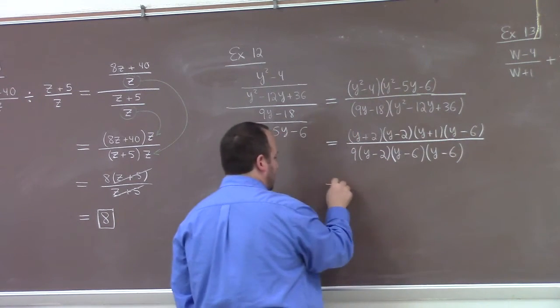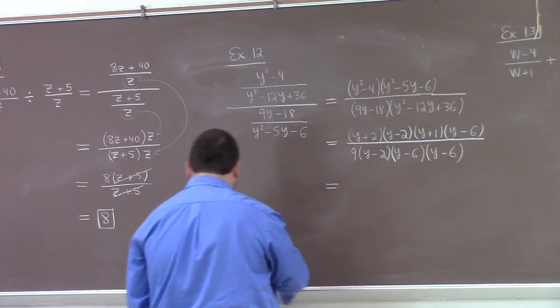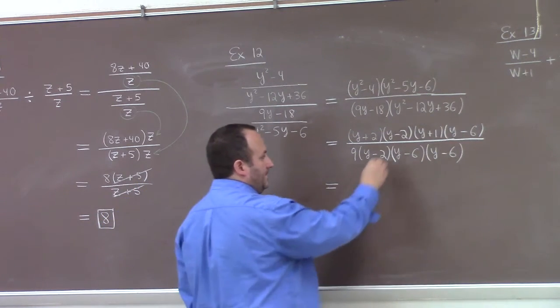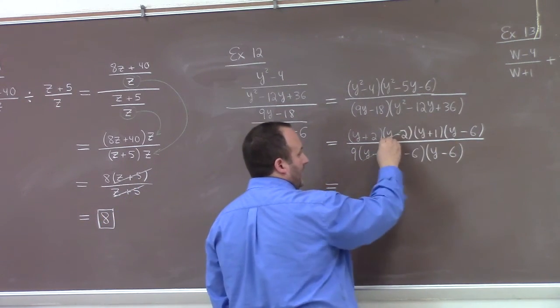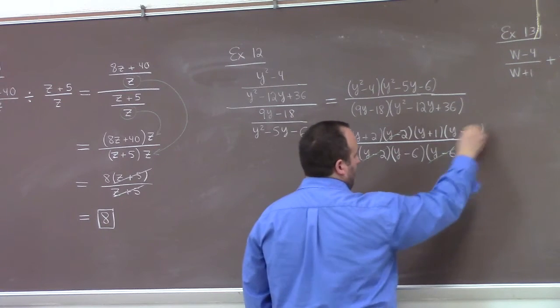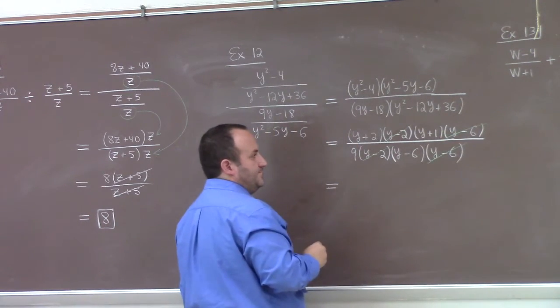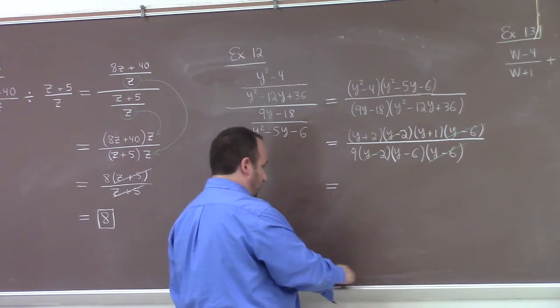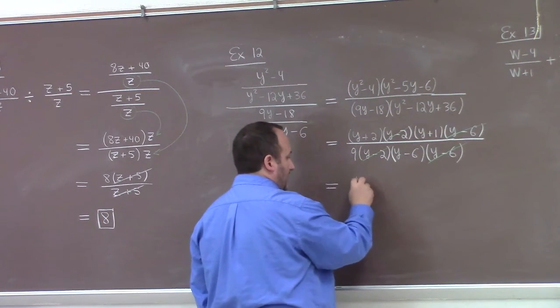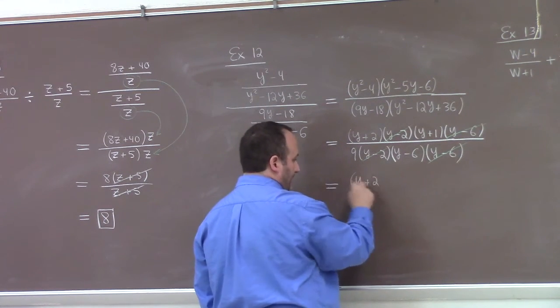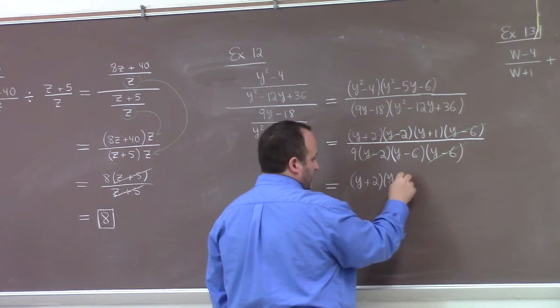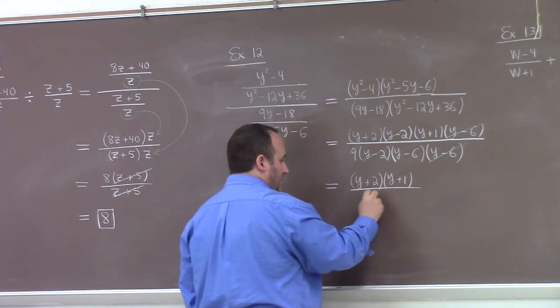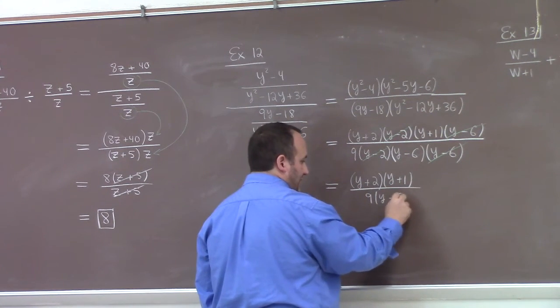All right. So now we just got to look at it and go, you can take one of the y minus 6s out of the bottom, right? Anything else cancel? So there you go. y plus 2 times y plus 1 over 9 times y minus 6.